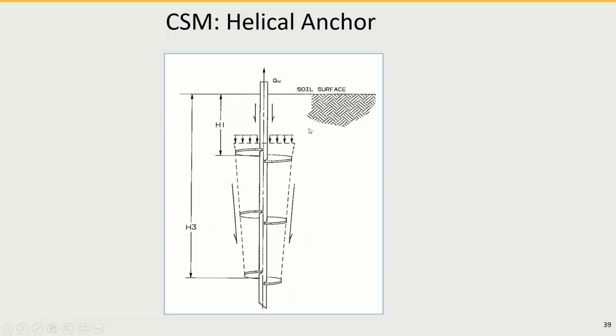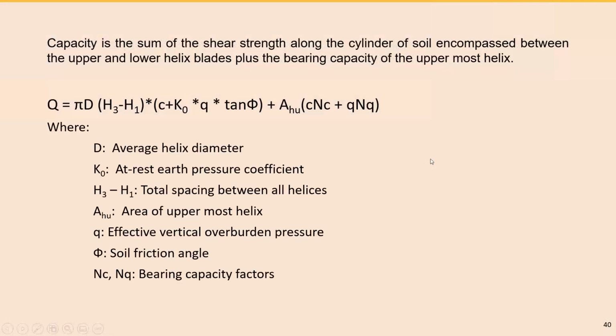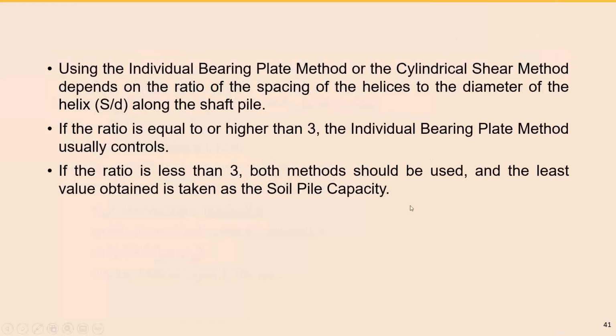So like I said, for 8, 10, 12, this is 24 because 3 multiplied by 8, and this is 30 because 3 multiplied by 10. That's 3D spacing. And if you have that 3D spacing, the individual bearing plate method will control. Therefore, you don't have to check the cylindrical shear method. Unless you have a spacing that is very small, such as 1D, which I don't know where you're going to find, but if you ever run into it, make sure you check the cylindrical shear method because it might control.